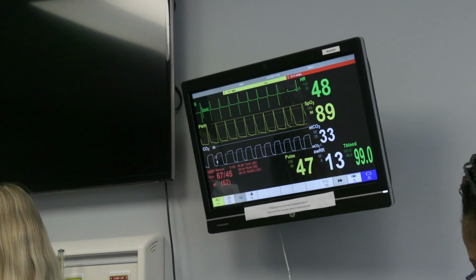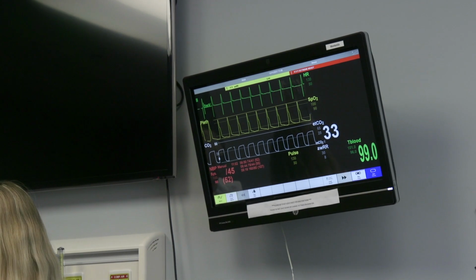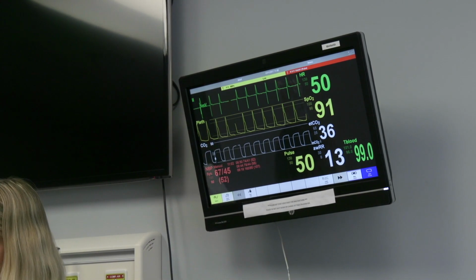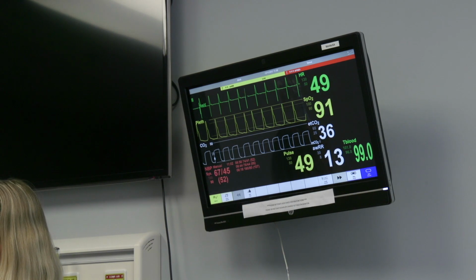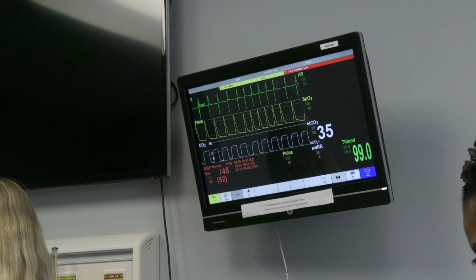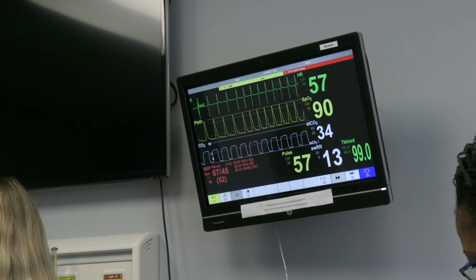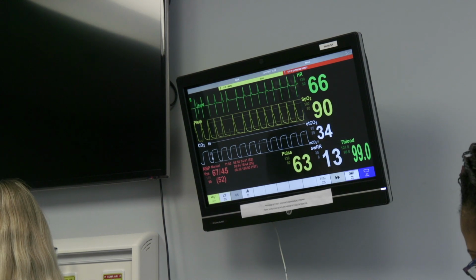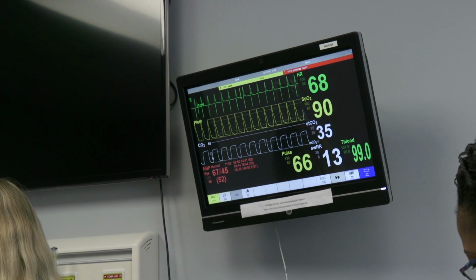And do we have a perfusing pulse? She still has a pulse at this time. Okay. So at this time we could leave the dopamine running. She has a pulse. And then we would continue to monitor her. Monitor for any changes that could happen. Making sure oxygen stays on her.